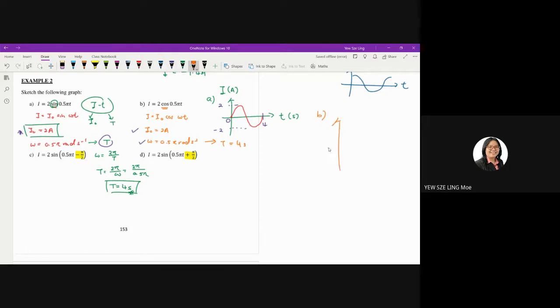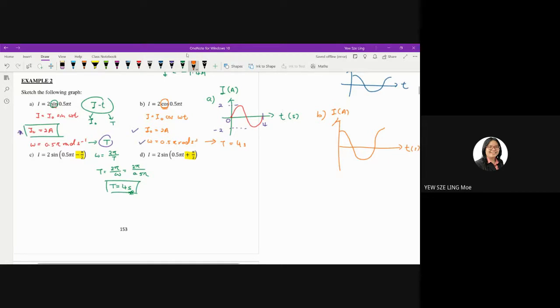So again, an I against t graph. Remember the units in terms of ampere and second. Now you look at the equation. The equation tells you that you have a cos function, and there's no initial phase angle. That means you can keep the original shape of the cos graph. A cos graph, the shape looks like this. Let me make it a bit longer. All right, so now I have a cos graph.